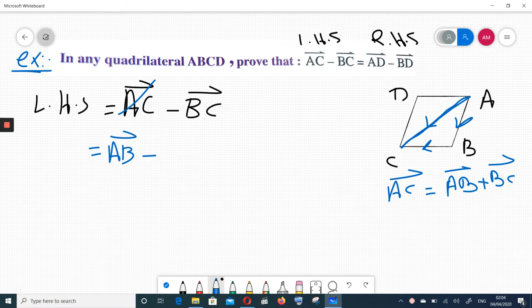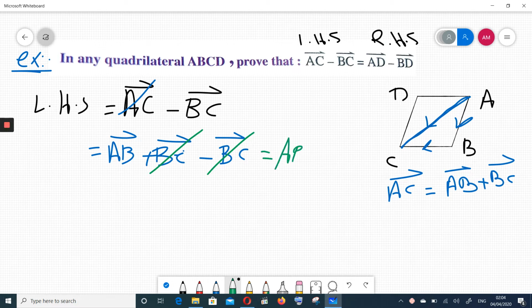The vector of AB plus the vector of BC minus BC. Now this is the vector of BC and this is also the vector of BC. Now we can cancel both of them together because they are additive inverses. So the answer for the left hand side is equal to the vector of AB. It's okay.